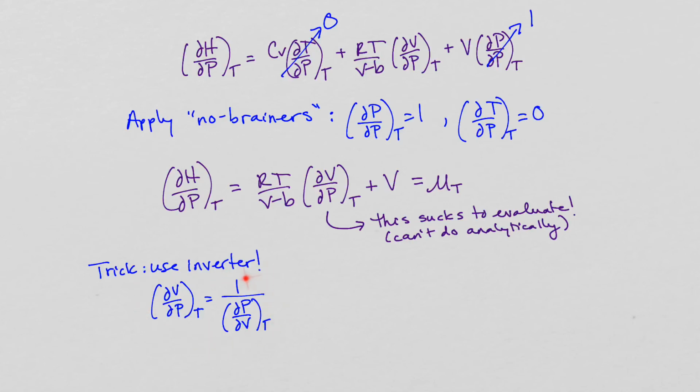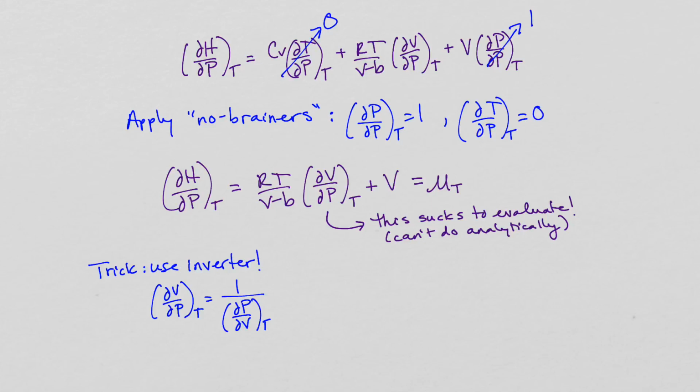We can just rewrite this expression here, our dV/dP at constant T, by taking the inverse, so 1 over that. 1 over the inverse will be equivalent. Now, what is nice about the inverter is that this quantity here, dP/dV at constant T, is something that we can evaluate pretty easily. You'll have some practice with that on your homework, but let's just finish up with our new expression.